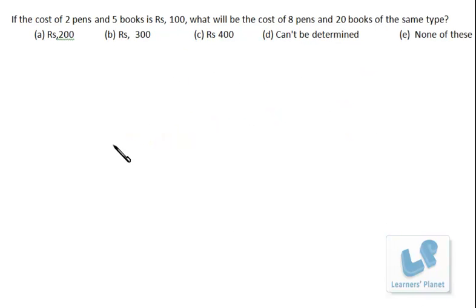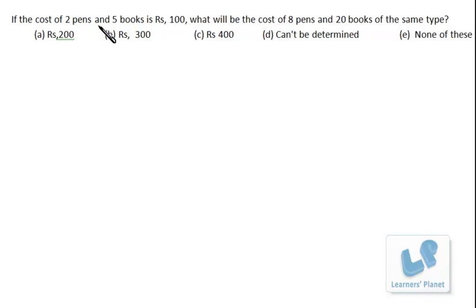Now see this question. If the cost of 2 pens and 5 books is rupees 100, then what will be the cost of 8 pens and 20 books of the same type? Since the books and pens are of the same type, we can make simultaneous equations, but don't try to do that. I think it's just a simple ratio problem. It's 2 pens and it's 8 pens, it's 5 books and it's 20 books. That means the total calculation is going for 4 times only, nothing else to be done.